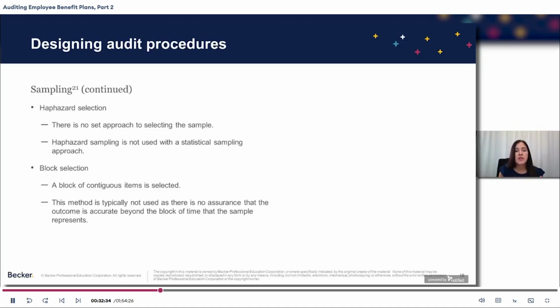So those are some of the different sampling techniques and the requirements when it comes to your documentation for sampling. And again, sampling is one of those specific responses to the identified and assessed risk to help you determine also the extent of the testing that's going to be performed.